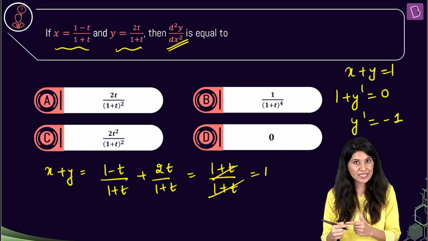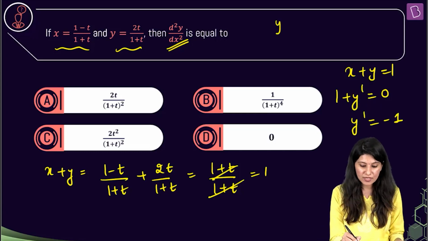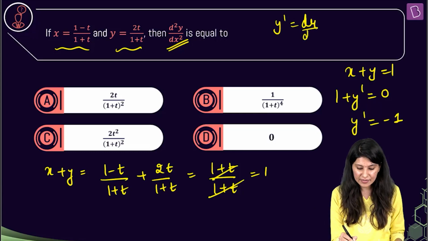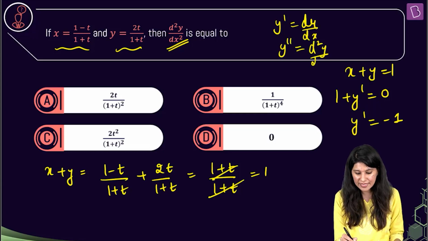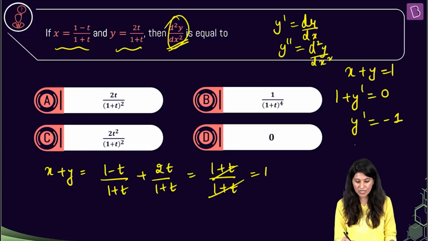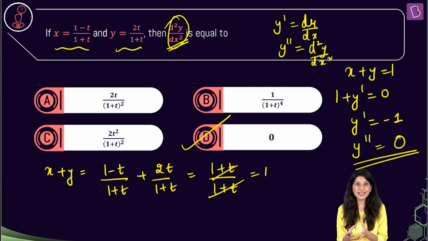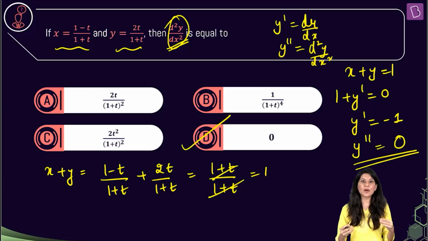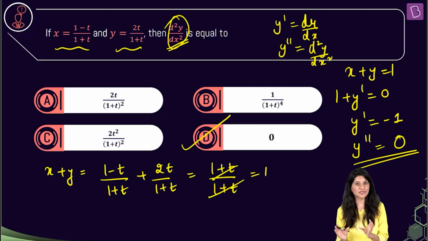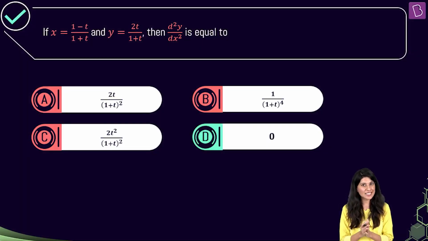Now we need to differentiate it further. Y dash means what? dy by dx. And y double dash means what? d2y by dx square, that's what we are looking for. So y double dash is nothing but a constant. Option D is absolutely right. So this question is extremely easy. You don't need to know about what is higher order parametric differentiation method. So option D is the right answer. Got it?